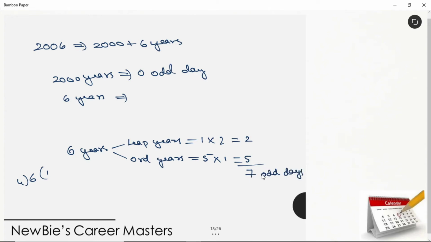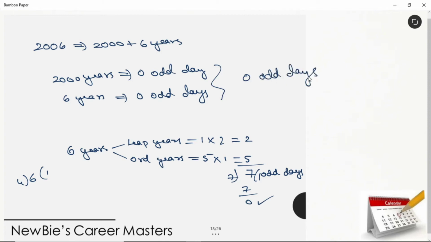Clear? Remember, odd days should be remainders of 7. 7 can't be a remainder of 7. So again divide this by 7. 7 ones are 7. What is the final remainder? 0. What is the meaning of this then? Even 6 years have 0 odd days. So add these now. 0 plus 0, 0 odd days. This is the final odd days. We can say 2006 years have 0 odd days. Am I clear, everyone? We'll take one more example.